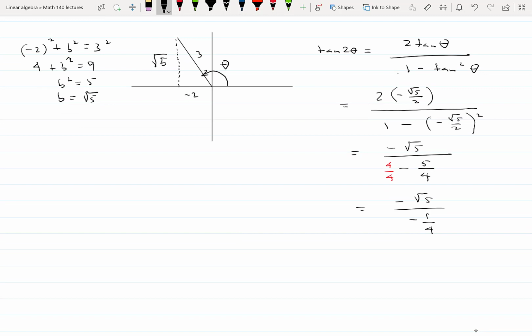Okay, and when the negative cancels, negative over negative is positive, invert and multiply. 4 radical 5. 4 radical 5 is the value of the tangent of 2 theta.